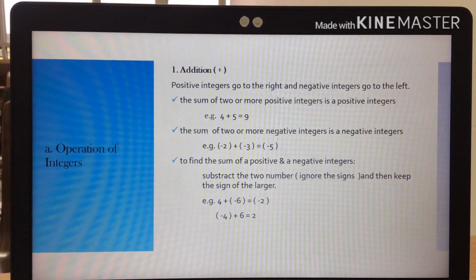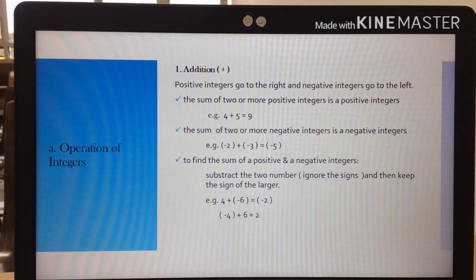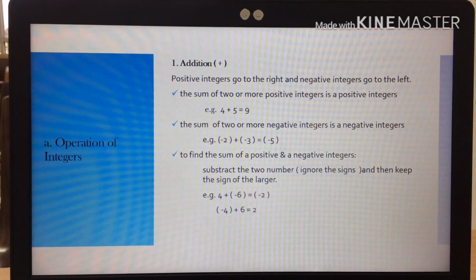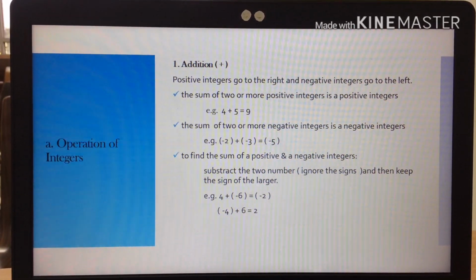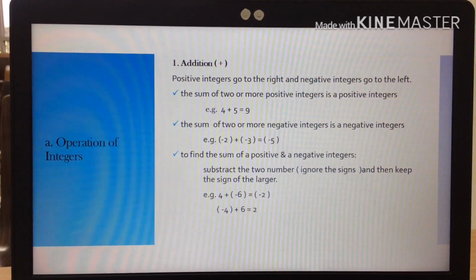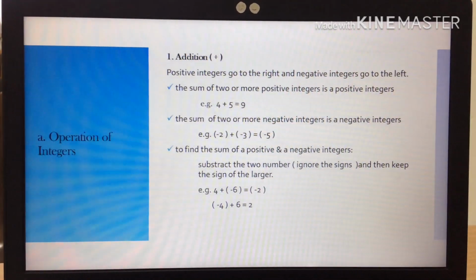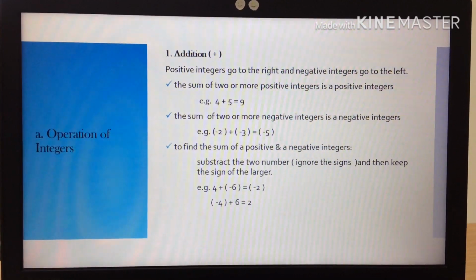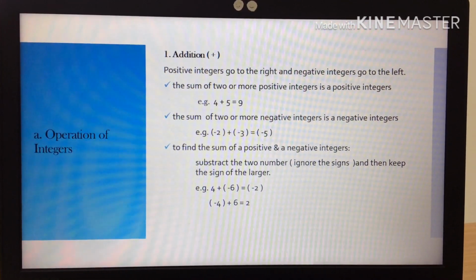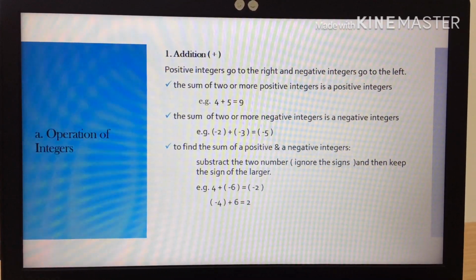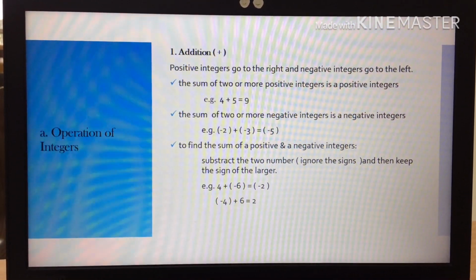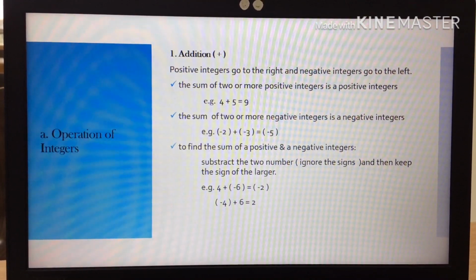The sum of two or more positive integers is a positive integers. For example, 4 plus 5 equal 9. And the second, the sum of two or more negative integers is a negative integers. For example, negative 2 plus negative 3 equal negative 5.